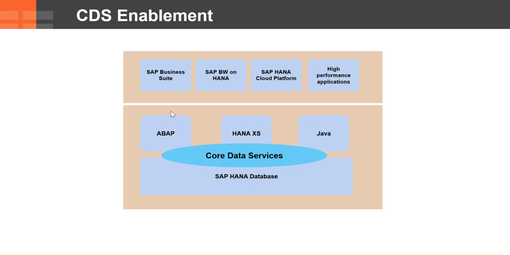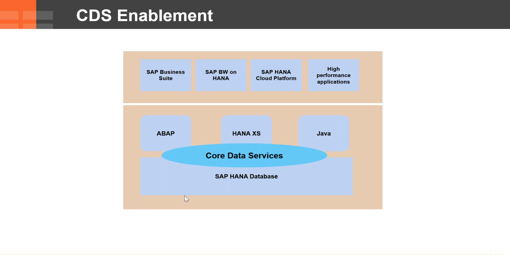So when you create a CDS view, you can consume ABAP tables and ABAP views. You can consume HANA views, HANA tables, and HANA XS applications as well. You can consume Java applications as well. But the underlying database will be HANA. When you create these core data services, these are core data service views, CDS views. Then front end Business Suite, BW on HANA, HANA Cloud Platform, and high performance applications like S/4HANA, cloud and on-premise, will be using these CDS views.